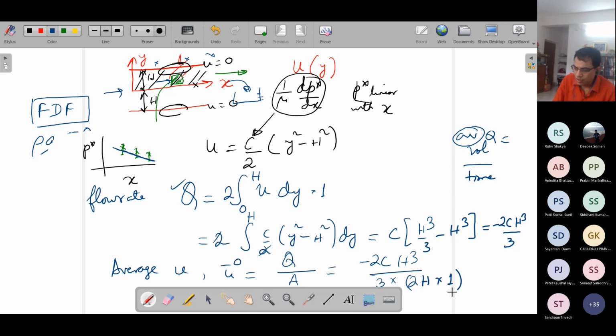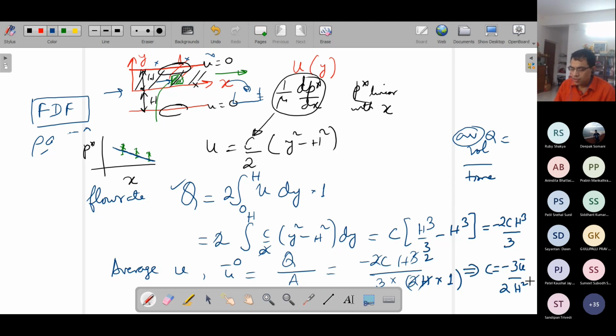So you can cancel these two and you can cancel one of the h, so this will be h square. So this means that c is equal to minus 3 u average by 2h. It's a very interesting thing. What you see here, that c is negative.